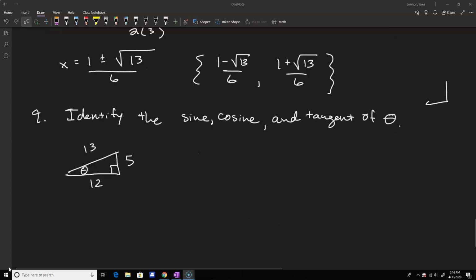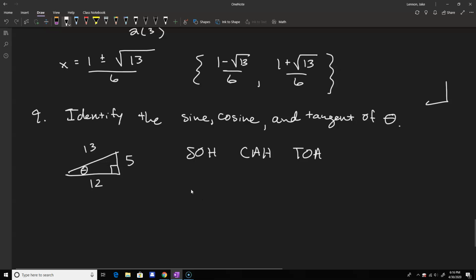Okay, so for problem number 9, we want to identify the sine, cosine, and tangent of the specified angle theta. Remember, this is determined using the acronym SOHCAHTOA. Sine is opposite over hypotenuse. Cosine is adjacent over the hypotenuse, and tangent is opposite over the adjacent.